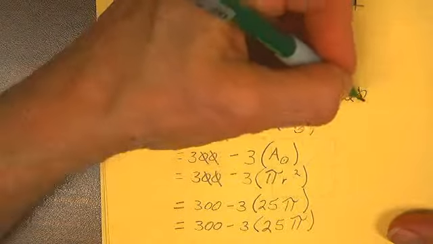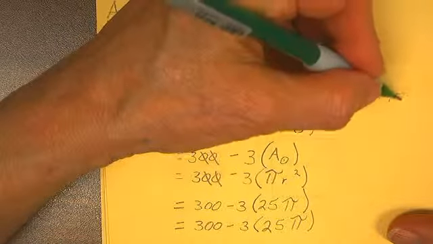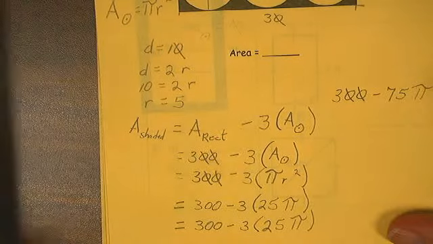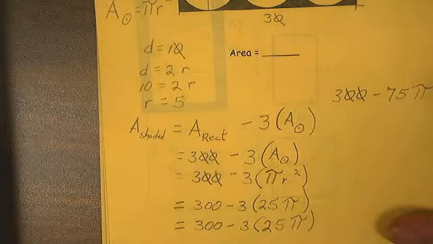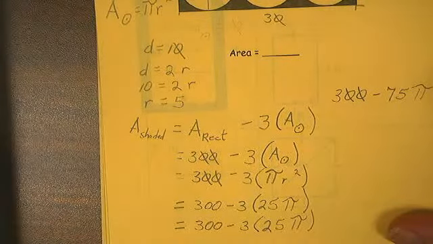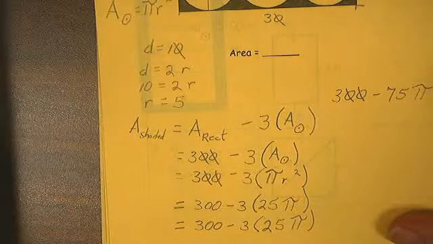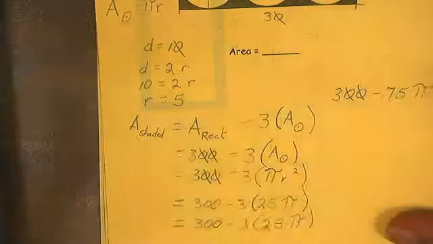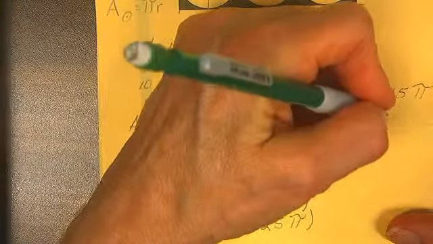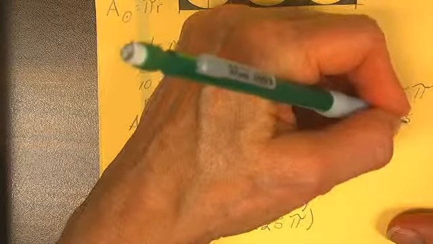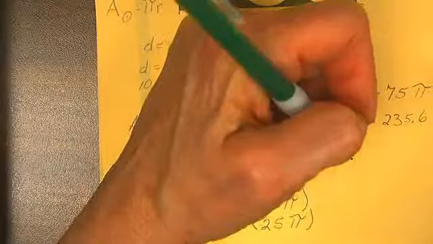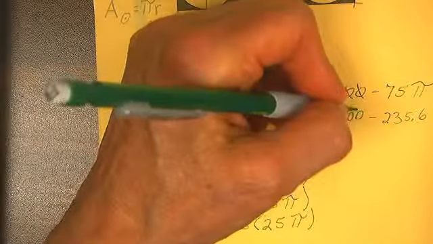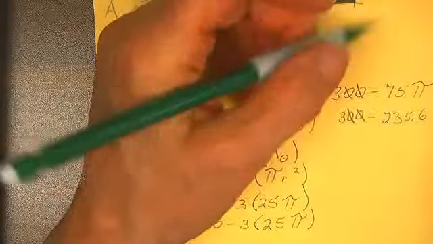300 minus 75 pi. Well, let's see, if I turn on a calculator and multiply 75 times the irrational number pi, and I use the pi key, that gives me 235.6. 300 minus 235.6.